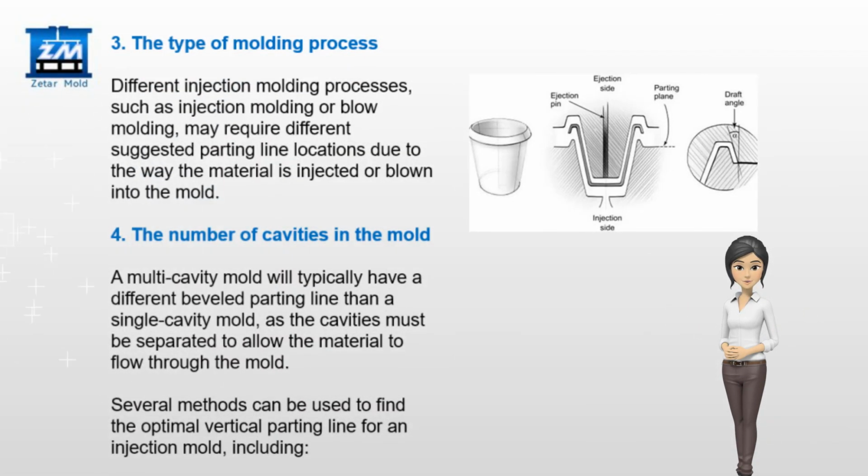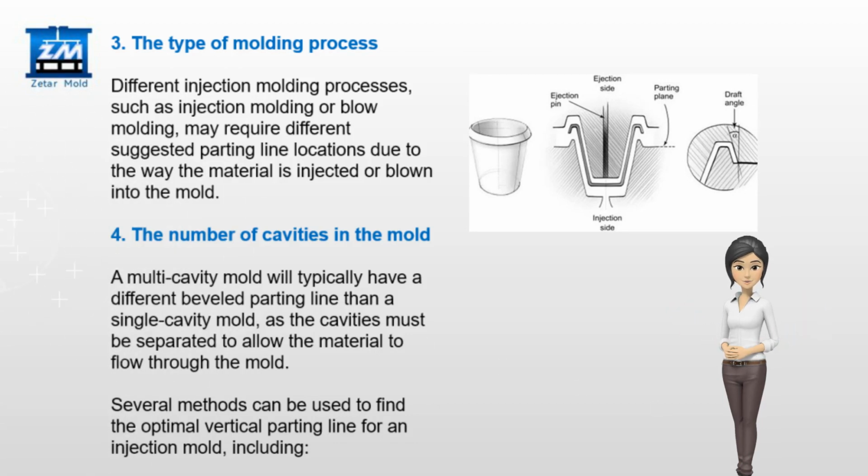The type of molding process. Different molding processes, such as injection molding or blow molding, may require different parting line locations due to the way the material is injected or blown into the mold. 4. The number of cavities in the mold. A multi-cavity mold will typically have a different parting line than a single cavity mold, as the cavities must be separated to allow the material to flow through the mold.